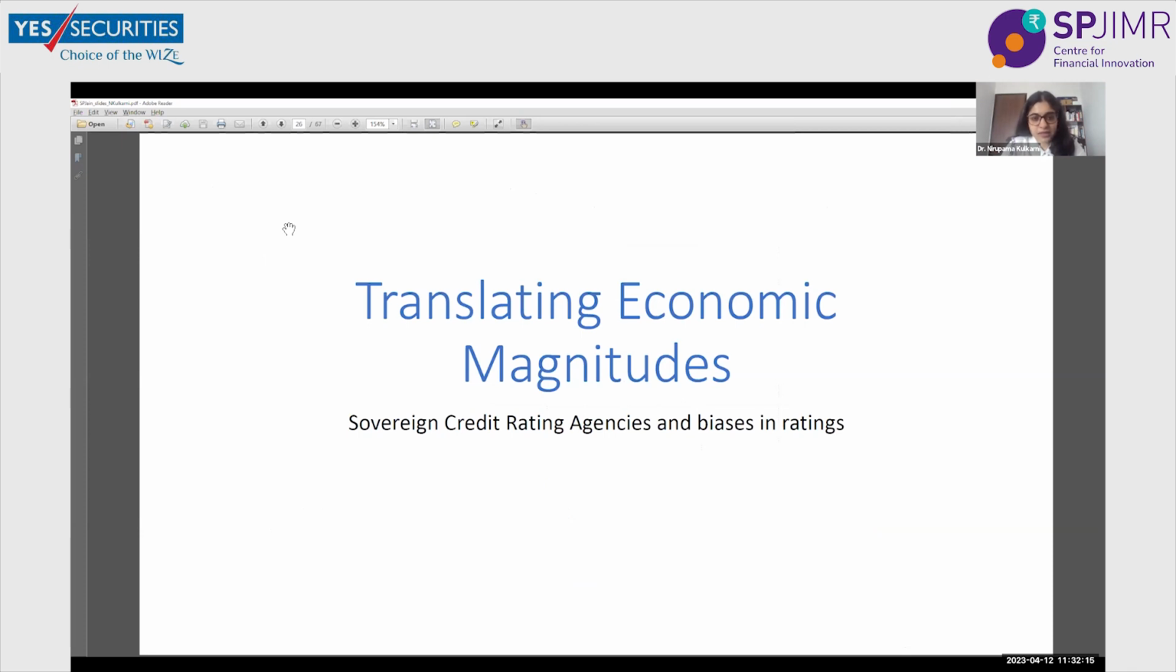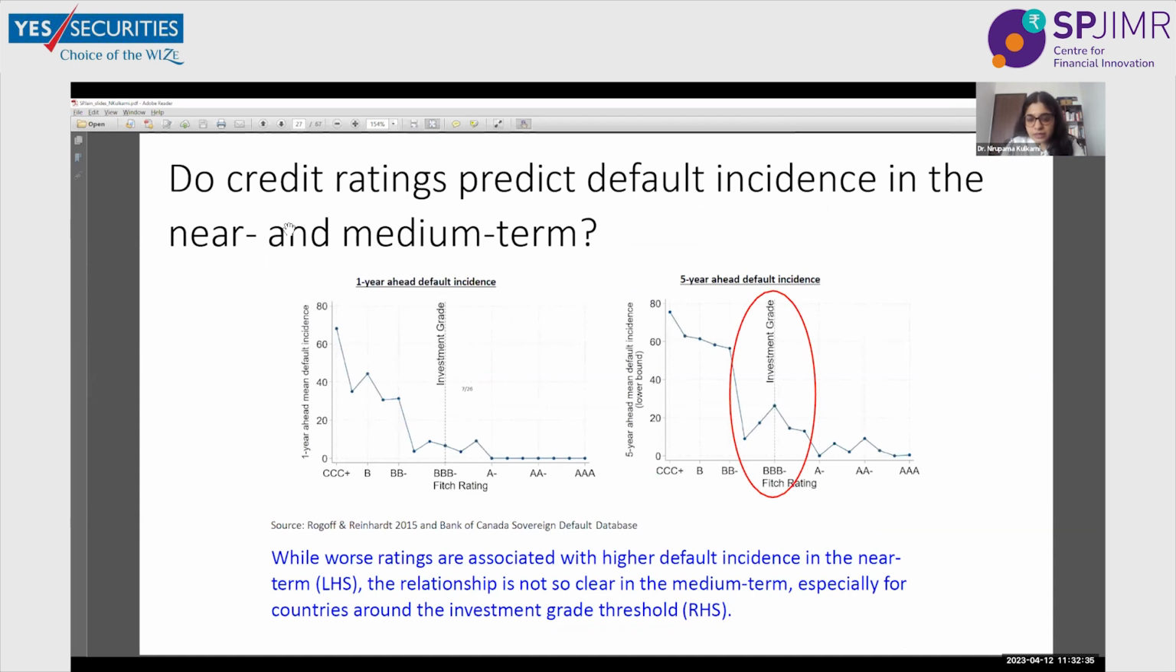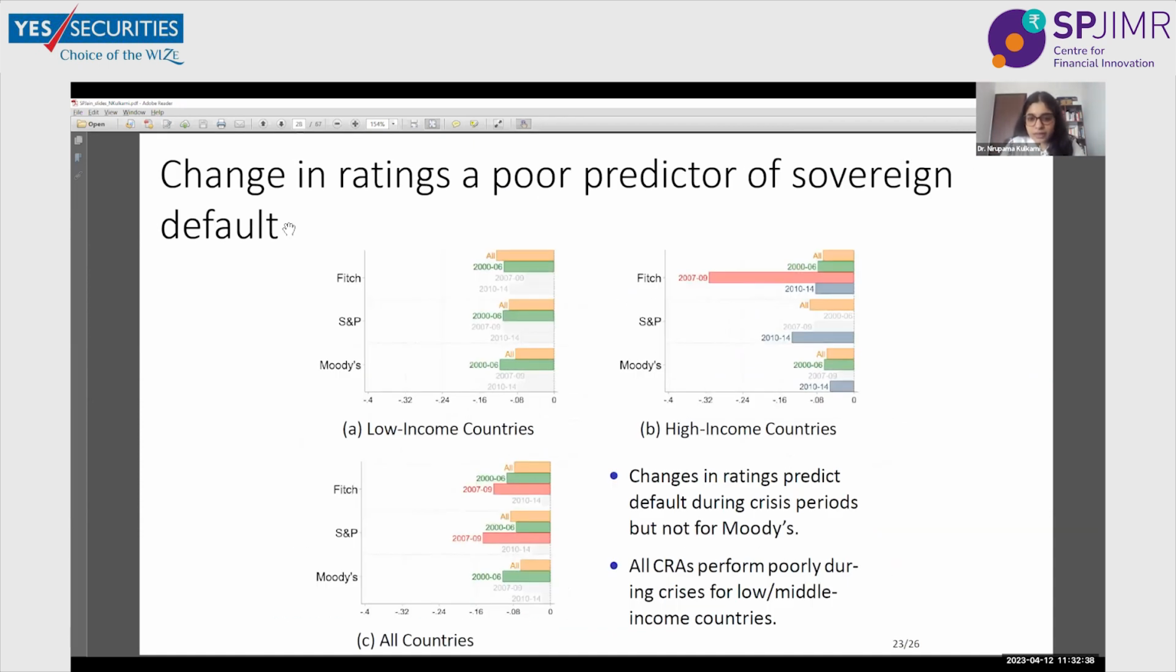The second part, I think, what has been useful is translating the results from an empirical analysis, translating the effects that we find, into economic magnitudes. Again, from the sovereign credit rating agencies and biases, we are looking at the changes in ratings and then looking at how this predicts sovereign default. And just showing a bunch of tables is, I think, not so accessible.